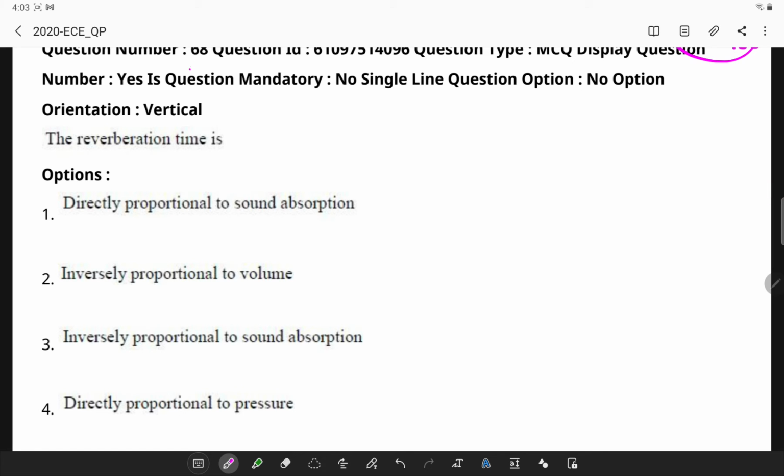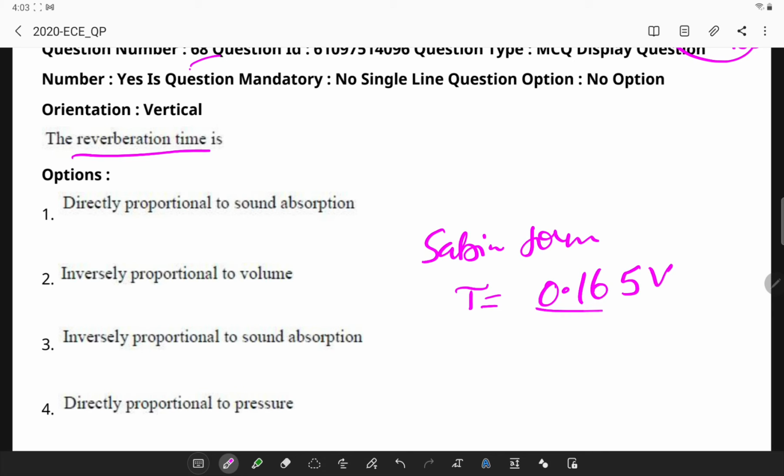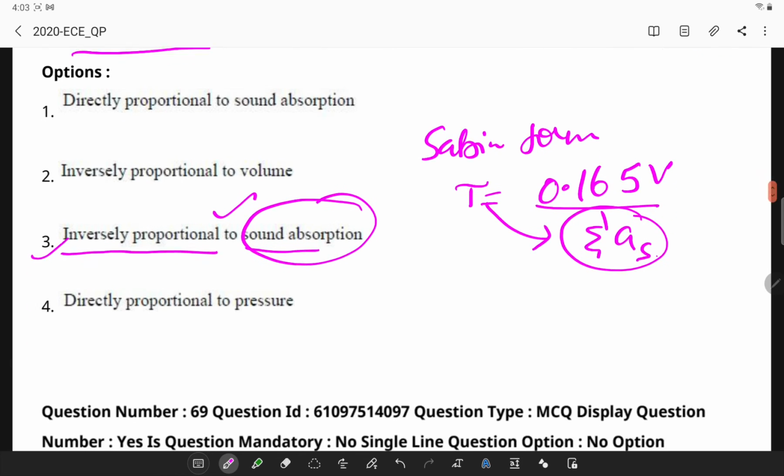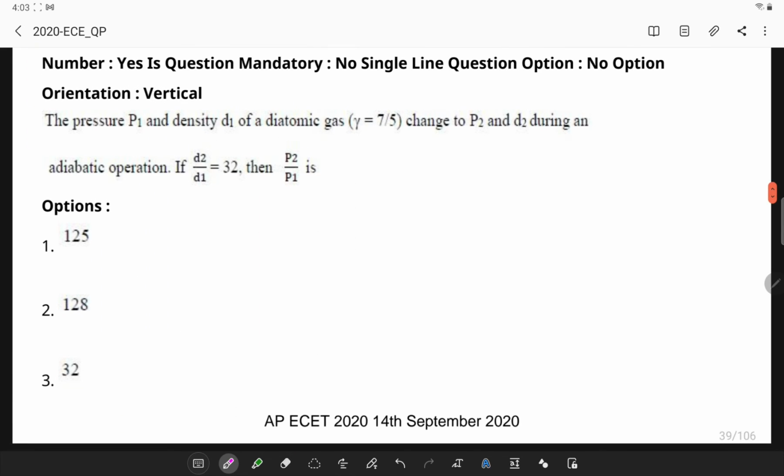So next question, 68th question. What is reverberation time? As per Sabine's formula, T will be 0.165 into V by A, where A is the area. So it is inversely proportional to the sound absorption. These are inversely proportional.